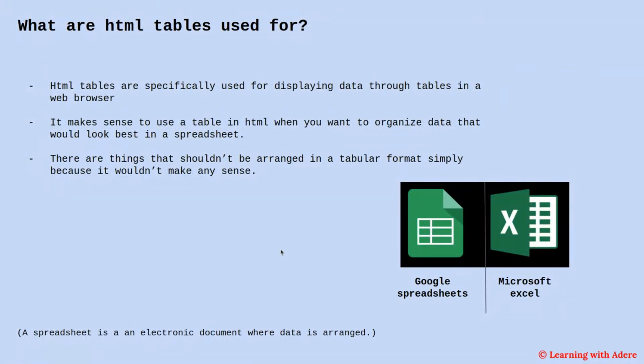So what are HTML tables used for? HTML tables are specifically used for displaying data through tables in a web browser. It makes sense to use an HTML table when you want to organize data that would look best in a spreadsheet. If you're not familiar with spreadsheets, I can actually load one up for you guys. But a spreadsheet is just an electronic document where data is arranged. You may have heard of Google spreadsheets or Microsoft Excel. Something to know is that there are some things that should not be displayed in a tabular format just because it wouldn't make any sense. So it's very easy to mix up the logic with tables and how you use them.